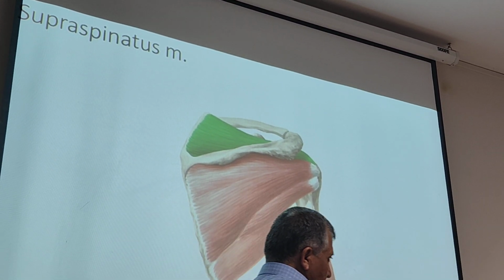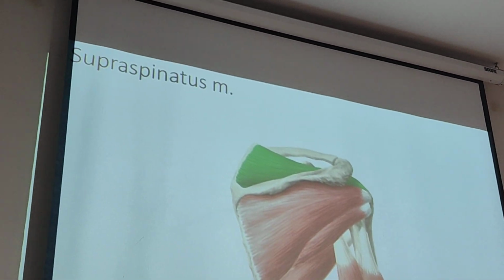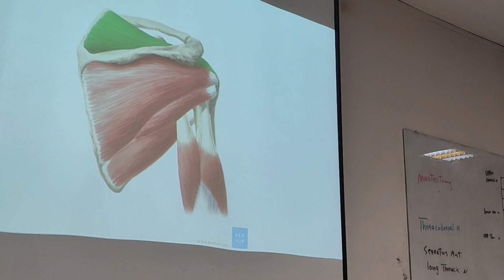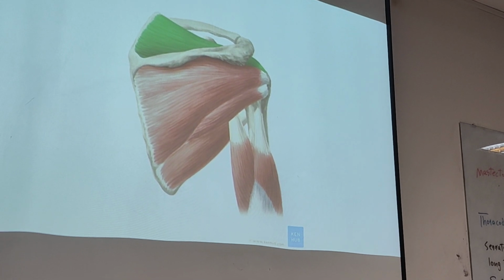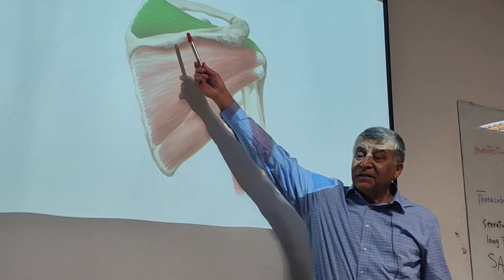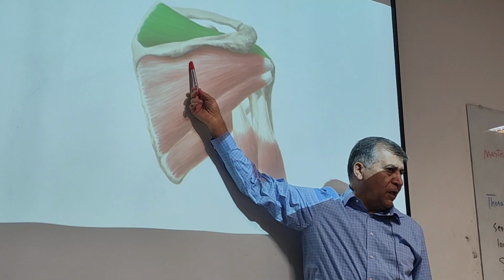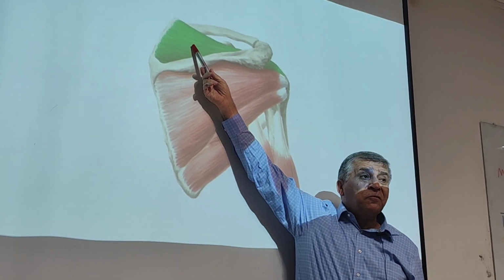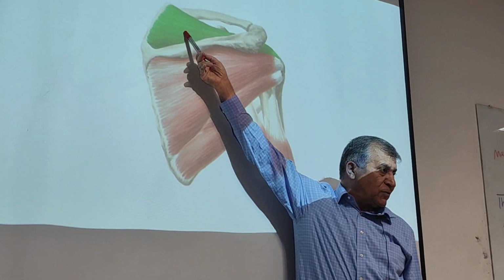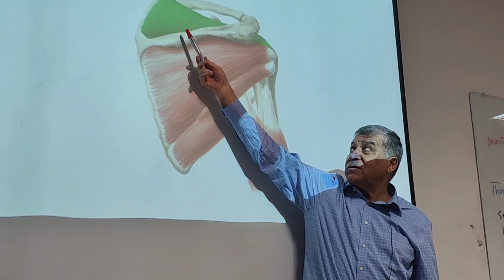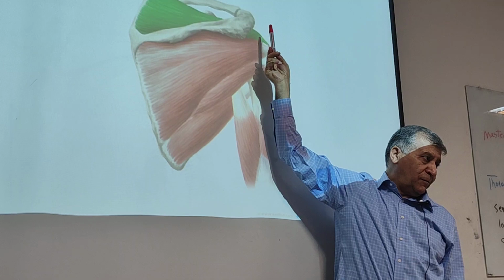Lateral border of the scapula, and posterior surface of the scapula. This muscle is supraspinatus. This one, infraspinatus. Supraspinatus originates from the supraspinous fossa. Infraspinatus originates from the infraspinous fossa. Both of them move laterally.